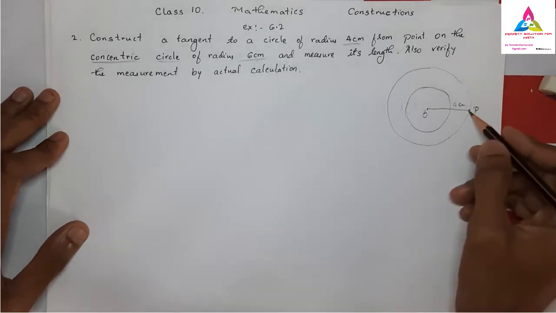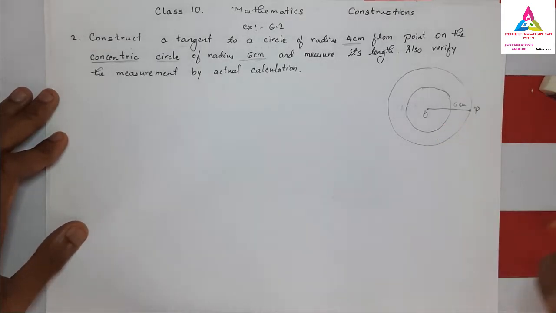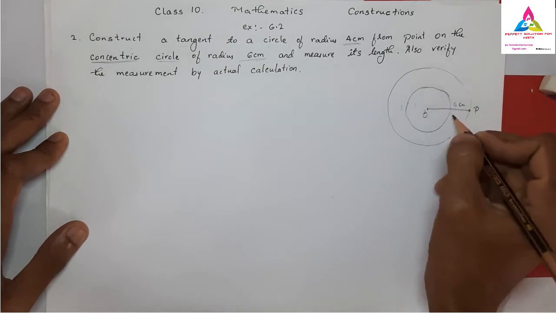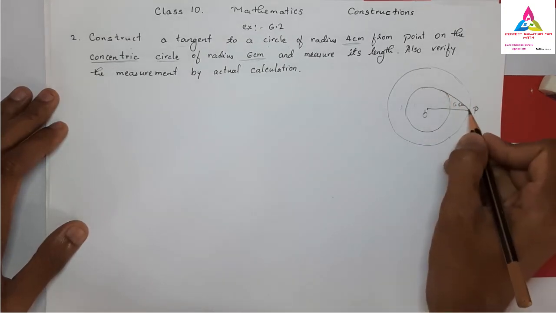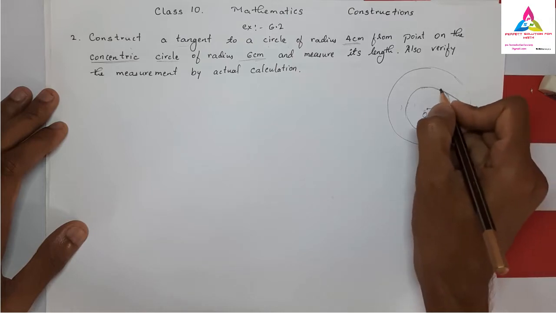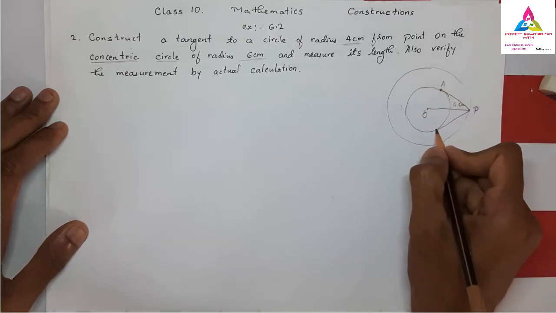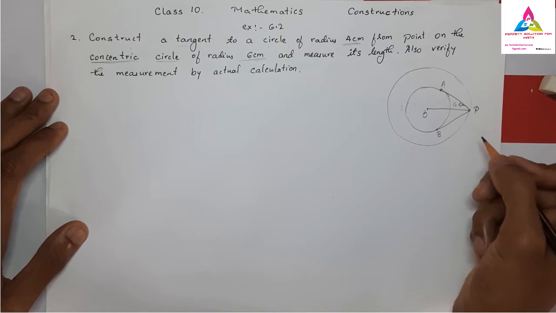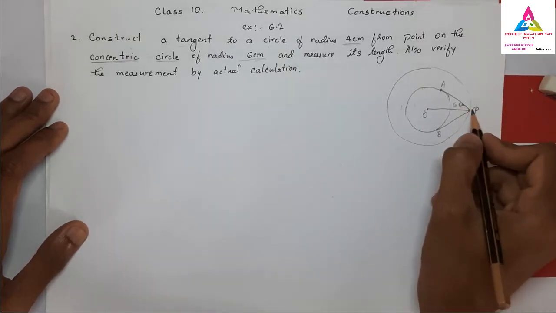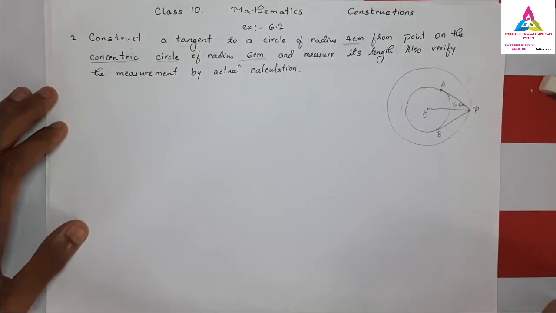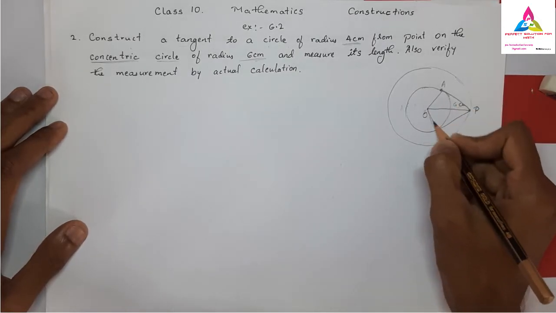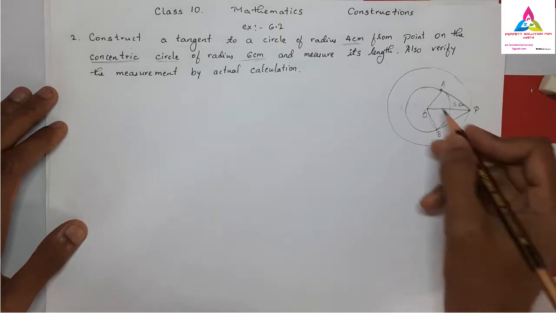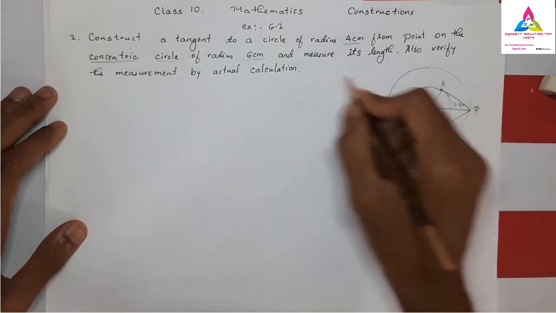From P I have to draw two tangents to the inside circle. So from P I will draw one tangent on this side and one tangent on this side. This is the point where it will touch, that is A. This is the point where it will touch, that is B. So this is our answer: PA and PB are the tangents. And one more thing, if you join like this way, OA and OB lengths will be equal because they are the radius of the inside circle, that is 4 cm, as they have mentioned.